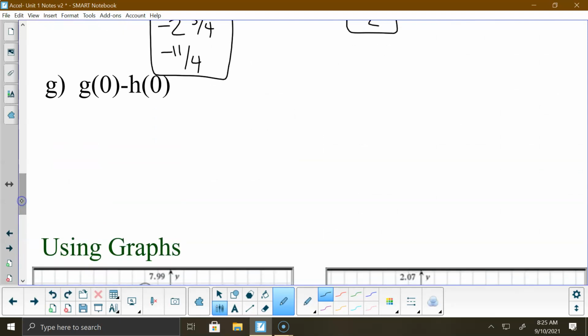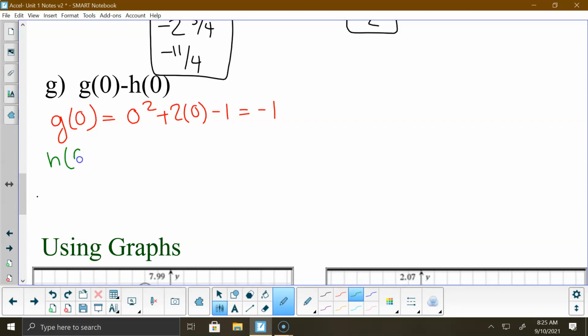G and H. So G of 0 is 0 squared plus 2 times 0 minus 1. Don't need a parenthesis, don't know why I wrote it. So that's just going to be -1. And then H of 0 is 1 minus 0, which is 1. And finally, -1 minus 1 is just -2.